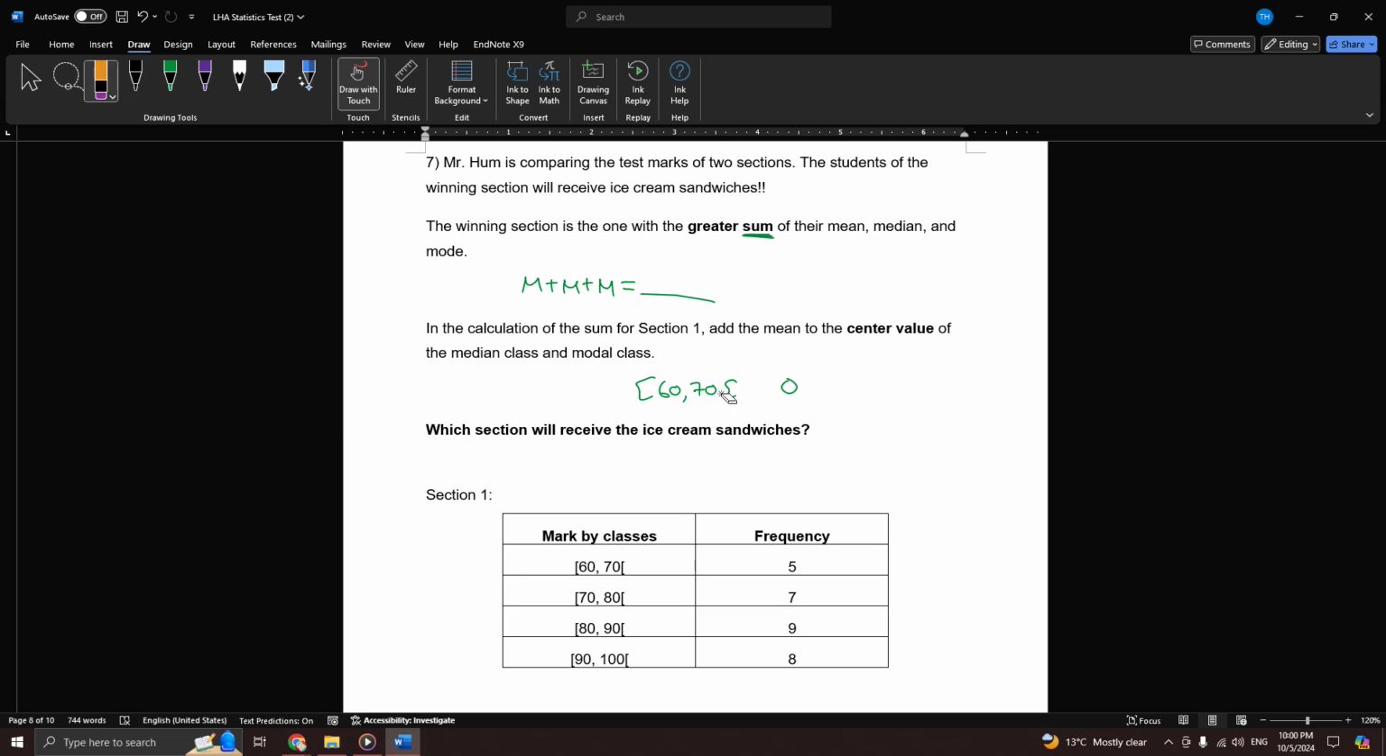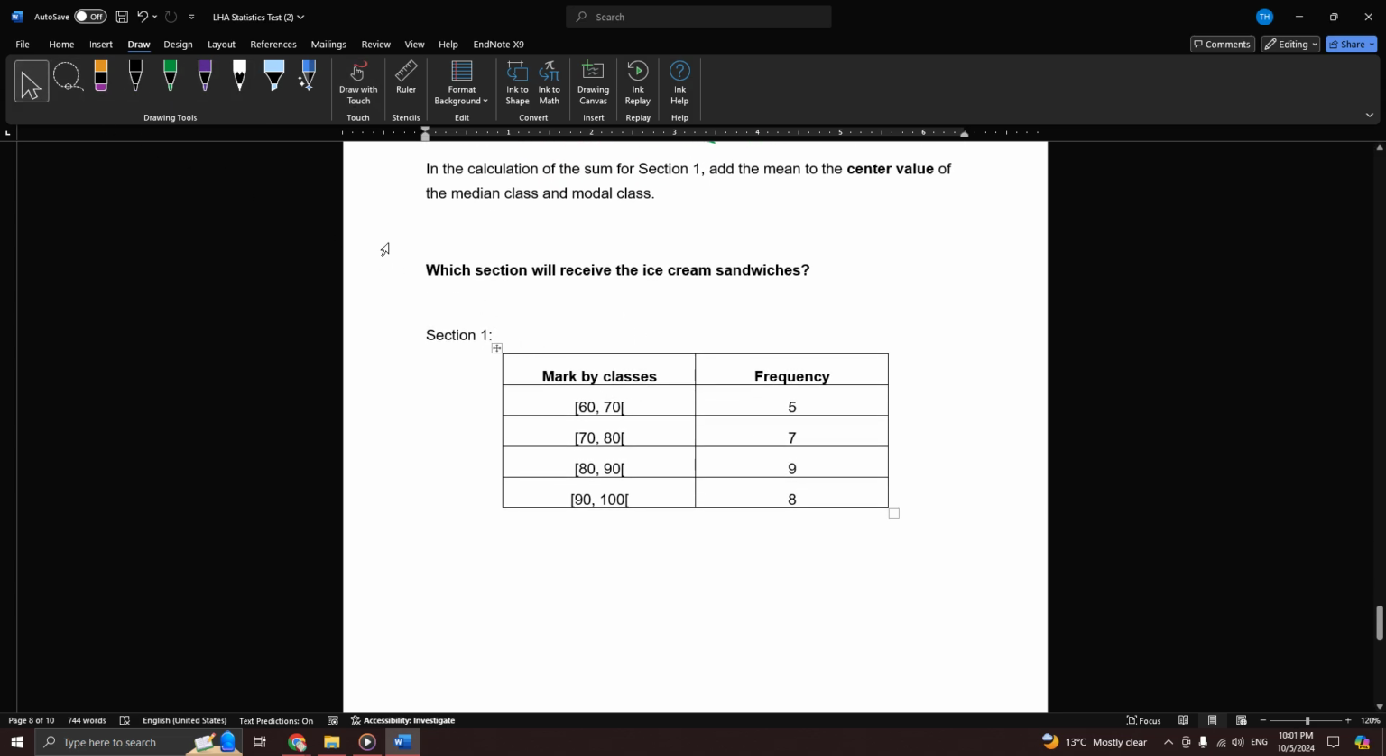Okay, so what we're gonna do for section 1 is we're gonna find the modal class and the median class, and what we're gonna add is not the class itself, but the middle number, the center value. Okay, so let's start with section 1. So we want to find what? The mean first. So to do that, we need to find n. Okay, so 5 plus 7 plus 9 plus 8, that's 29.